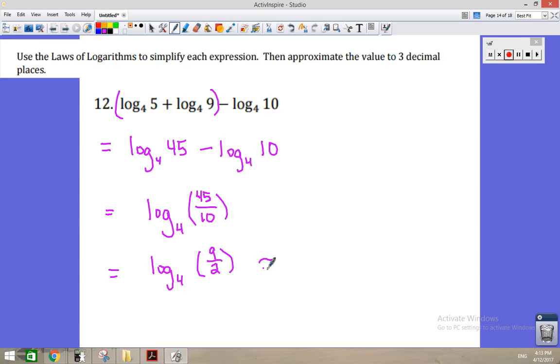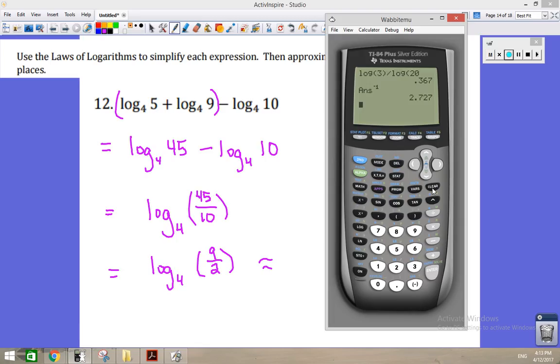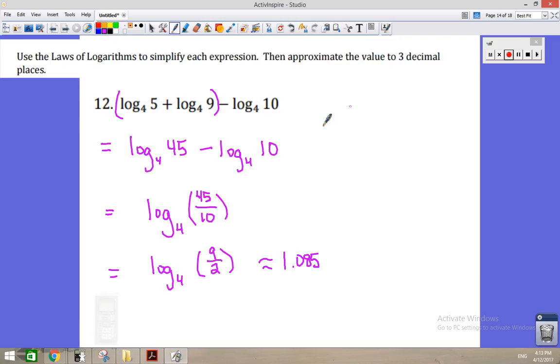If I go to a calculator, the calculator can tell me a decimal approximation. If I take the log of 9 halves and I divide it by the log of 4, 1.085. Alright, so that's what it wanted. To write it as a single logarithm, this is an exact value, and then to approximate it to 3 decimals.